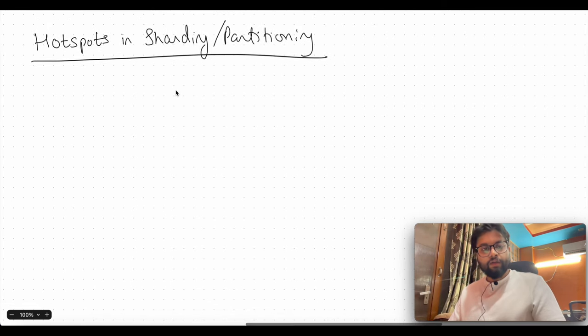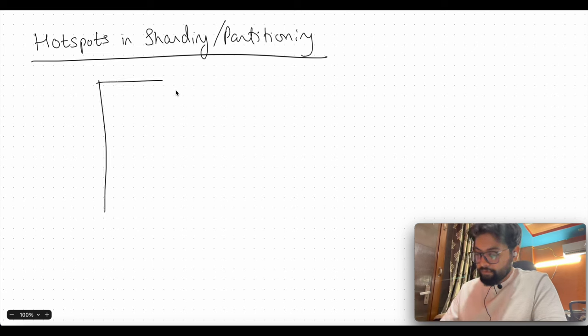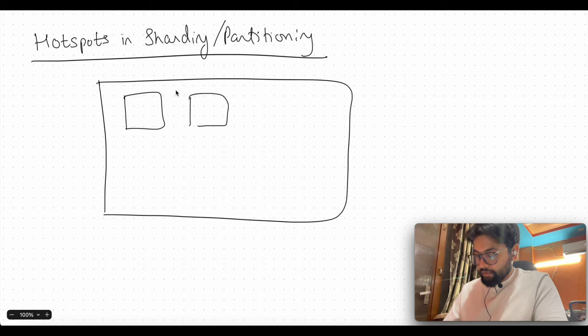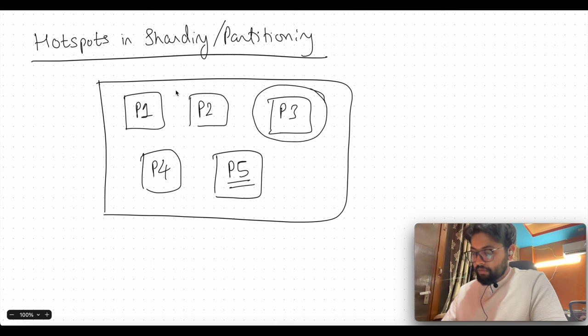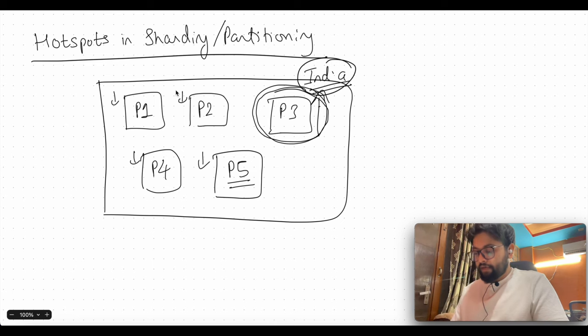Let me center it here. Let's first quickly understand what hotspots in sharding are. Suppose you have a system which has multiple partitions, maybe 5 partitions. You can call them P1, P2, P3, P4, and P5. Now suppose one partition got extremely loaded by the data, or some partition is handling a huge amount of requests, while the rest of the partitions are not. So it can be the case, for example, that this partition P3 is handling the load from the India region, and the rest of the partitions are handling the load from other different countries.